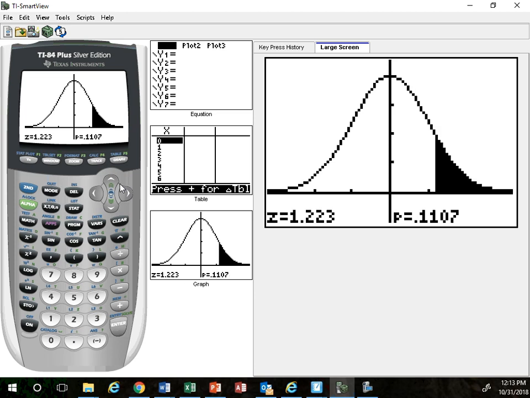But guys, this is great. It gives you your Z, it gives you your p-value. This is a very good reminder of like, I need to tell you all of these things. Okay, I need a picture. I need these values.